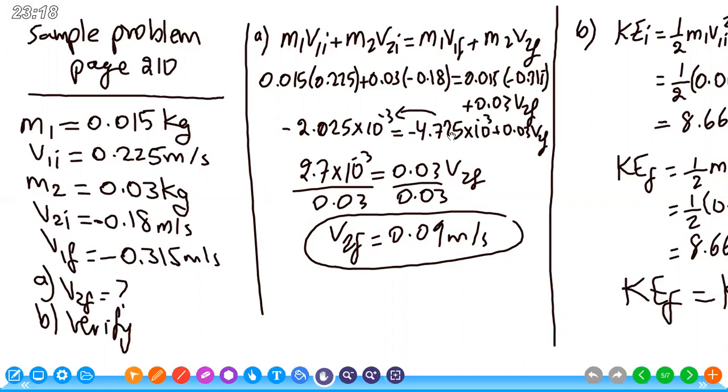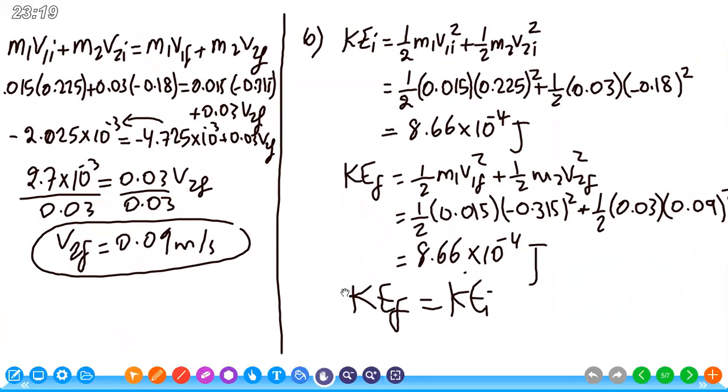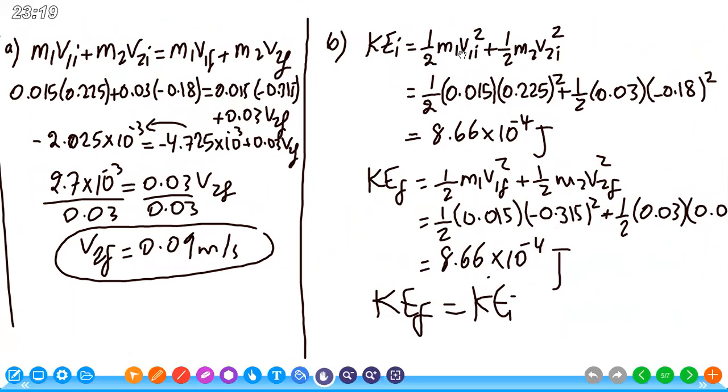What are we going to do here, shall we add these two? No. Why? Because here we have an unknown, so we have to take the number to the side of the other number. This is minus; when I take it to the other side, it becomes plus. So 4.725 times 10 negative 3 minus this much, I will get 2.7 times 10 negative 3. This much is equal to 0.03 V2 final. Divide by 0.03 to get V2 final. I get it as 0.09 meter per second.